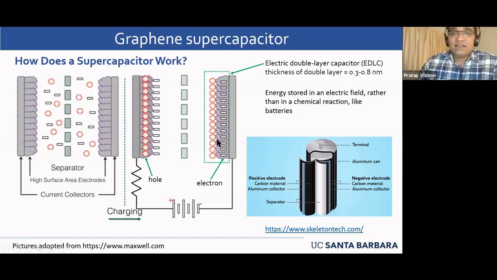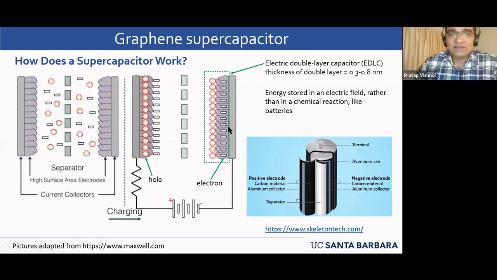And the thickness, the gap between the positive and negative layers, should be as small as possible. And I don't think there's something which can make it better than graphene. That's the thinnest material in the world. So that's why graphene is thought to be a very good material for supercapacitors.